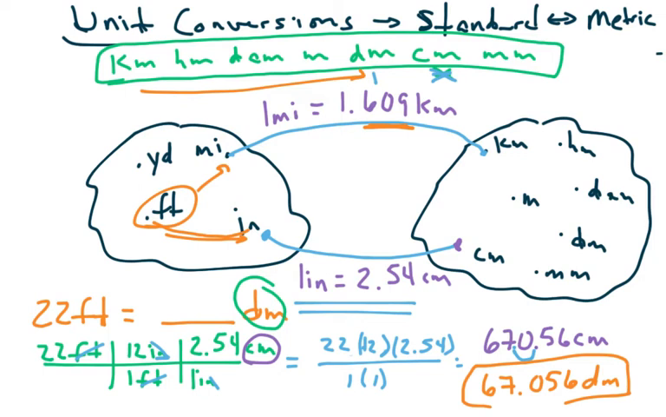Let's do another problem, but now let's go from the metric system to the standard system. So for example, I really want to know a hectometer is how many yards. So 1 hectometer equals how many yards? How close is a hectometer to a football field? Because I'm not really good with knowing my distances.